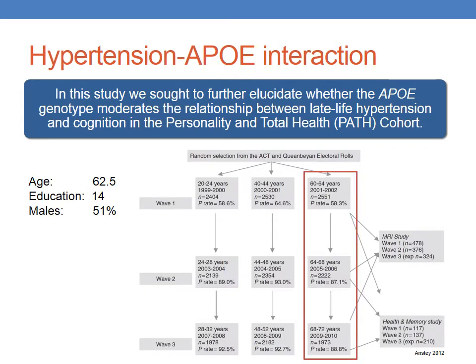So for this study I'm primarily interested in the 60s cohort, which has a mean age of 62.5 years old, education of about 14 years, and 51% of them are male.